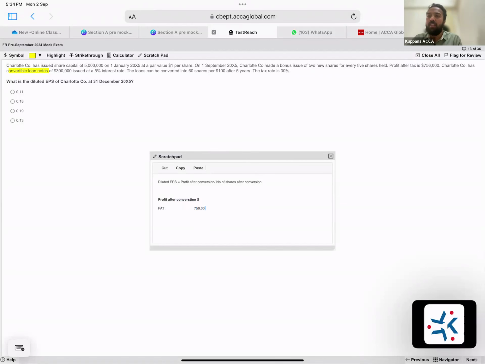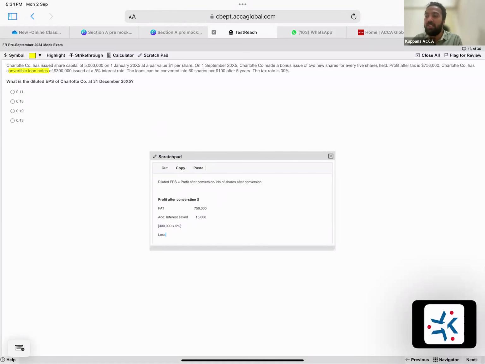And once shares are issued, then the entity won't have to pay interest. So as a result of that, the profit will increase by the interest saved by converting this loan note into equity. How much is the amount of loan note? 300,000. And what is the interest rate? 5%. So how much interest will be saved? It's 15,000. So accordingly, profit will increase.